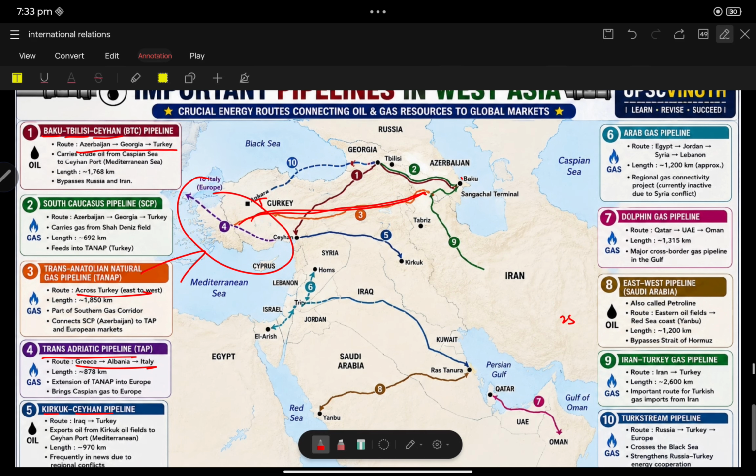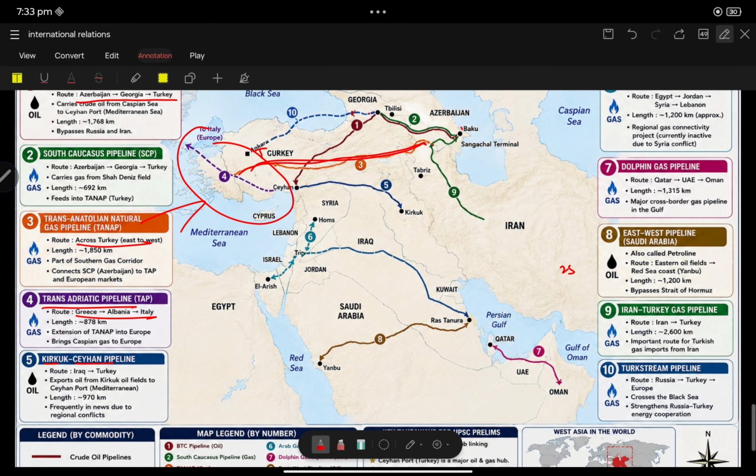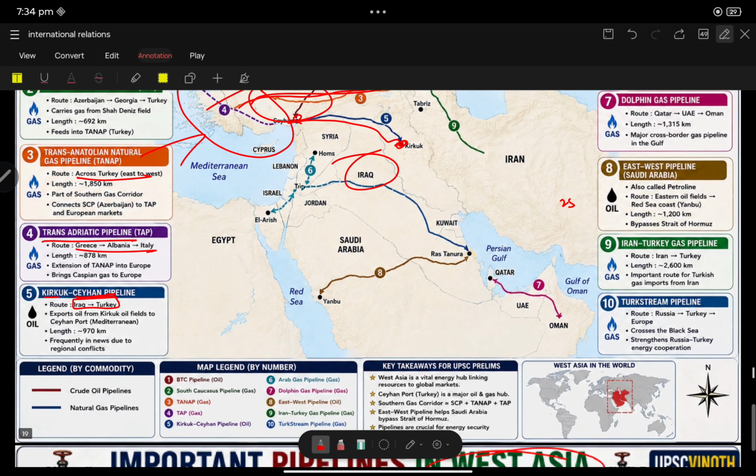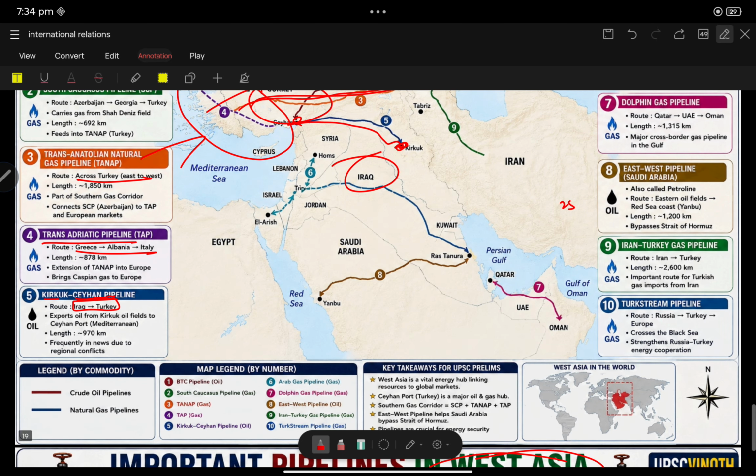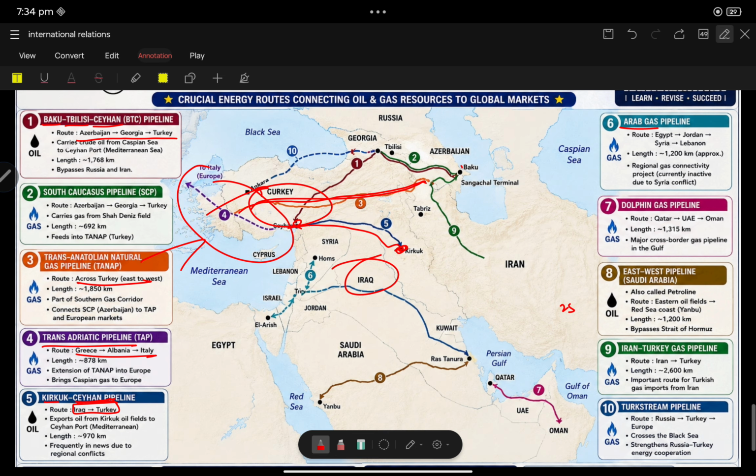Kirkuk to Ceyhan pipeline. Just now we saw that. This is from Kirkuk to Ceyhan pipeline. So, Iraq to Turkey. Okay, fine.